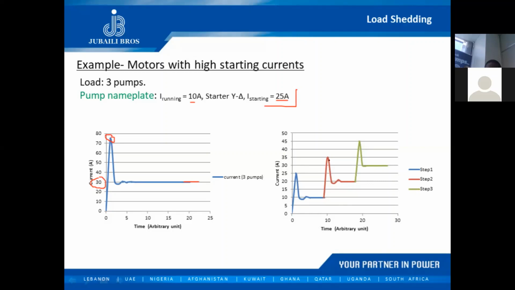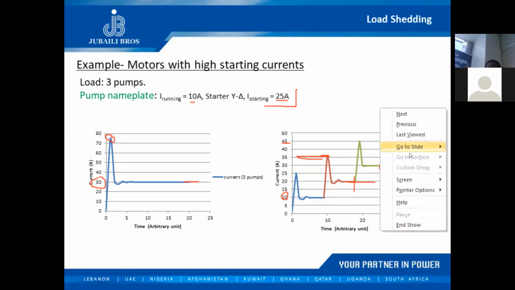So it overshoots up to how much? Overshoots up to 10 plus 25. That's 35 amps, okay. And then it drops down to 20. Now at this point, I have 2 pumps running. I'll wait for some time, okay, and then I will apply my third and last pump, my third step. It will overshoot up to 45 amps because it's 20 plus 25, that's 45, and then it will drop down to 30 amps. That's 3 pumps running at this point.